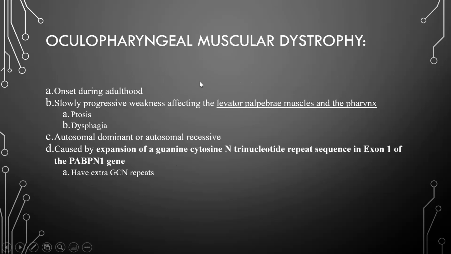The oculopharyngeal type, the biggest part for this is the levator palpebrae muscles and the muscles in the pharynx. So you have ptosis and dysphagia, remember the eyes. Autosomal dominant and or autosomal recessive, and caused by expansion of the guanine cytosine trinucleotide repeat in the PABPN1 gene.